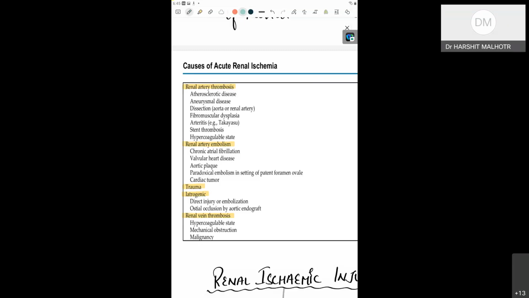Then renal artery thrombosis. In these cases, the pathology is per se in the renal artery. So atherosclerotic disease, and disease which can be secondary to FMD, secondary to trauma, secondary to renal artery stenosis, or dissection, which is secondary to atherosclerosis or trauma, and it can be an aortic dissection or a primary renal artery dissection. Fibromuscular dysplasia. Rarely it can be an arteritis, Takayasu's arteritis. There can be a stent which was placed for either an AV malformation or a renal artery aneurysm, which can get thrombosed. Or there was a hypercoagulable state which led to renal artery thrombosis.